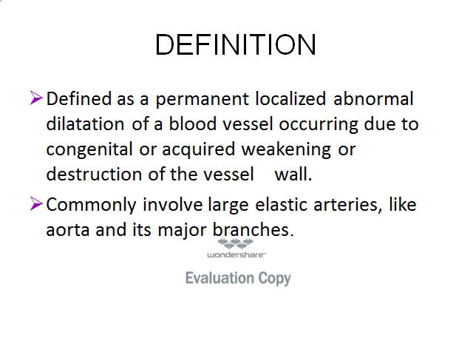So whenever there is a weakening or a destruction of the vessel wall, which may be due to any congenital or an acquired cause, it leads to dilatation of the blood vessel, which is permanent and abnormal, and is called an aneurysm. Aneurysms generally involve large elastic arteries like the aorta and its major branches.